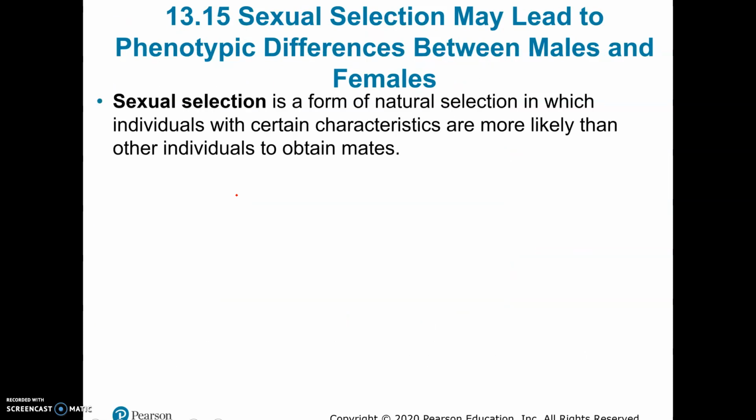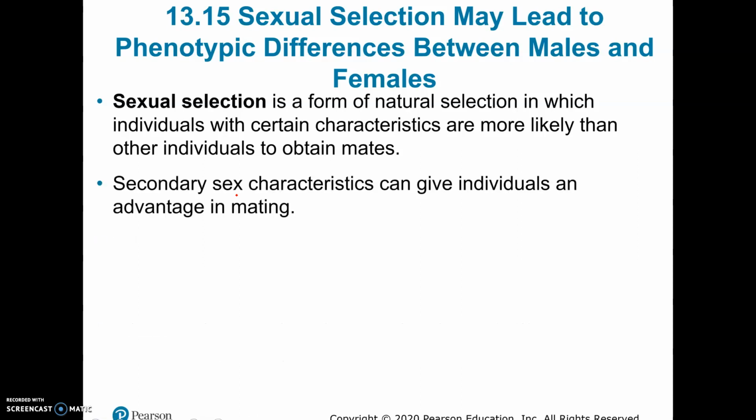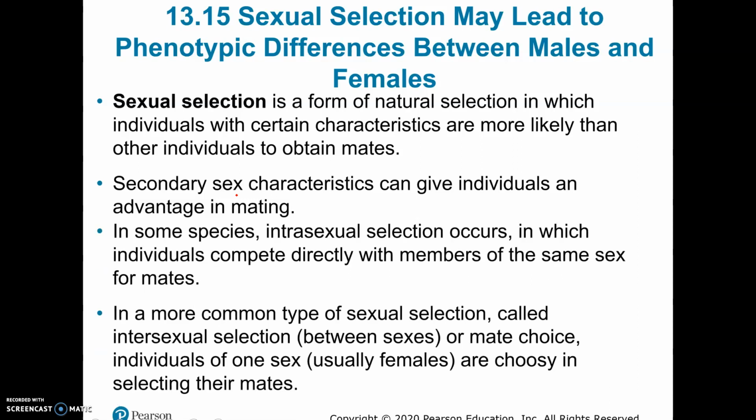Okay, sexual selection. There's actually two kinds of sexual selection: intrasexual selection and intersexual selection. This has to do with males and females having certain characteristics that help them to mate more often and have more offspring. So let's start with intrasexual selection. This is where individuals of the same sex compete for mates.